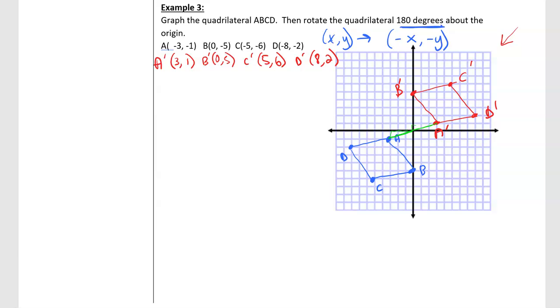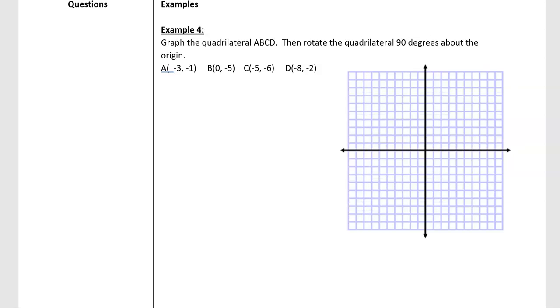Okay, if you guys would do the last one and then come on back to the video and check. Oh, before you go, the 90 degrees about the origin, that is implied counterclockwise. So if it doesn't say, you assume counterclockwise. Okay, this is the same quadrilateral.